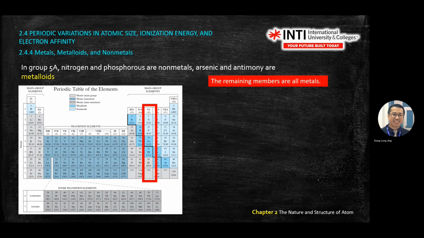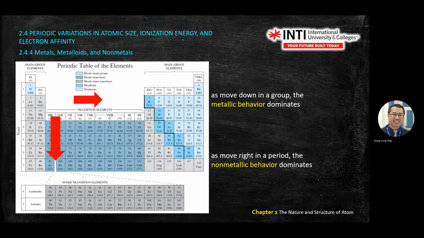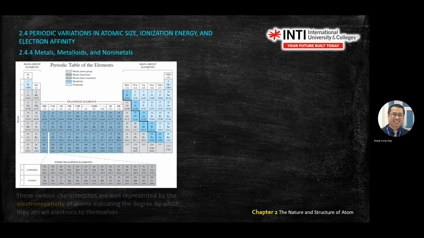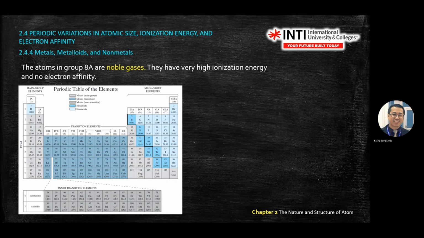Group 5A is a mixture, but based on color you can know what it is. You don't need to memorize. Moving down from here, it becomes more metallic in behavior. Moving to the right is non-metallic behavior. These are the two diagrams you read from the slides. Group 8 is the stable noble gases. Sometimes the question will ask you to suggest what noble gas can be used in the process.